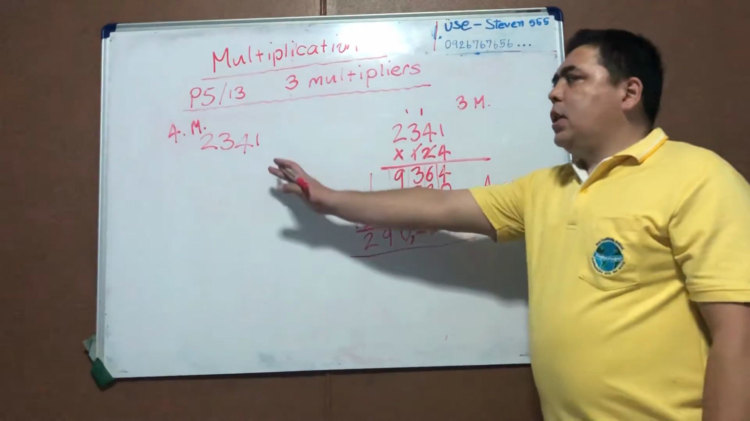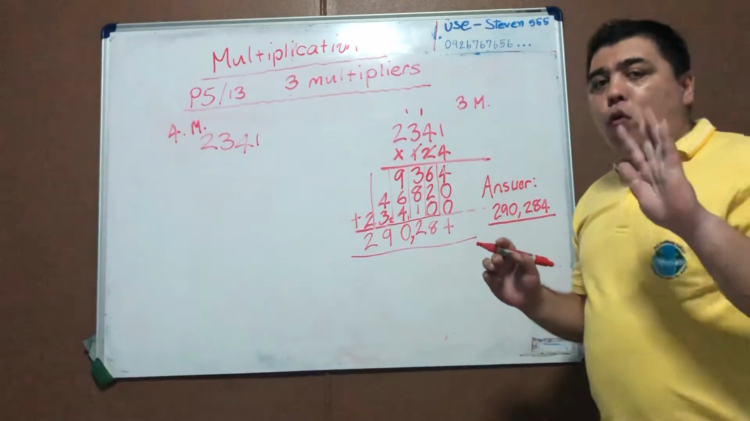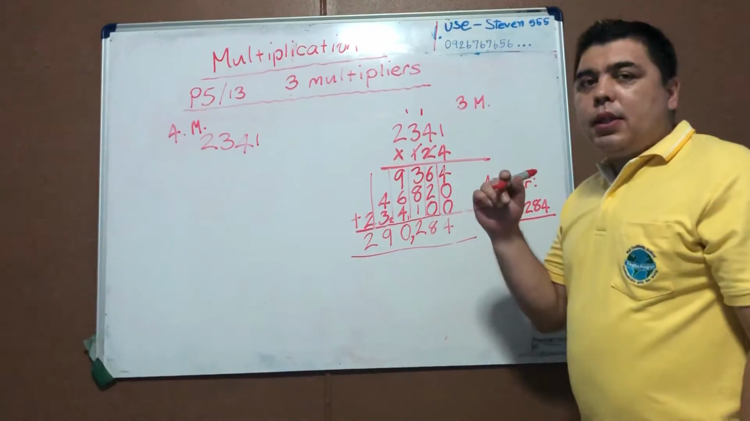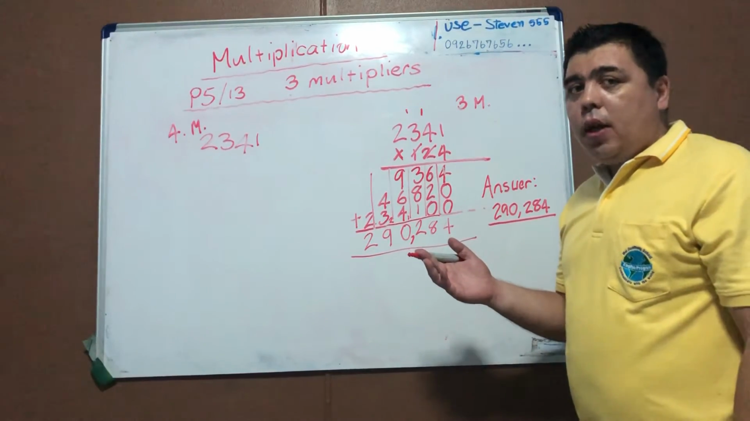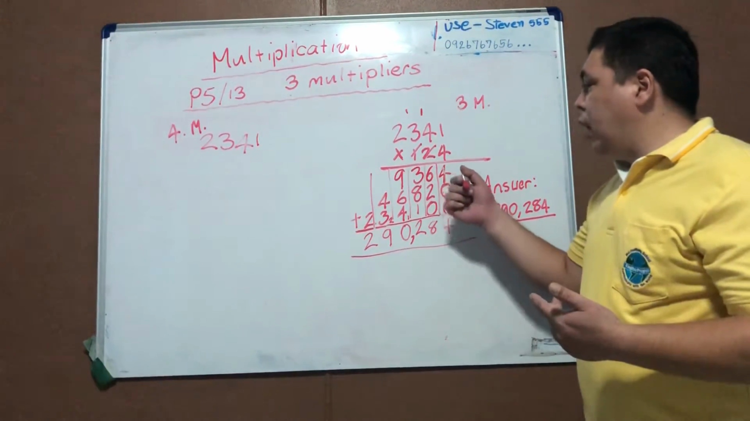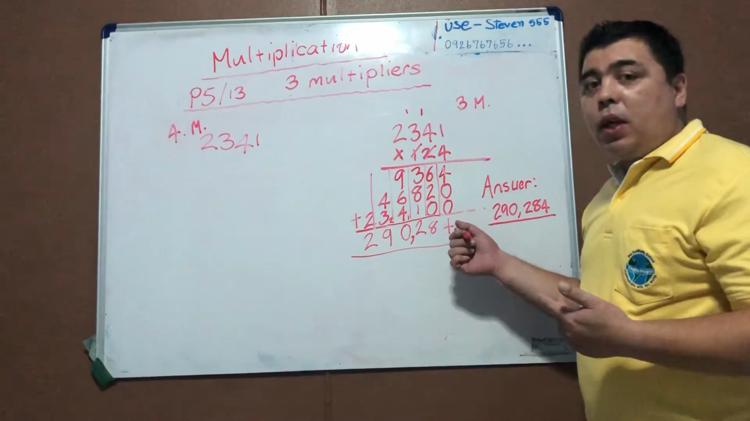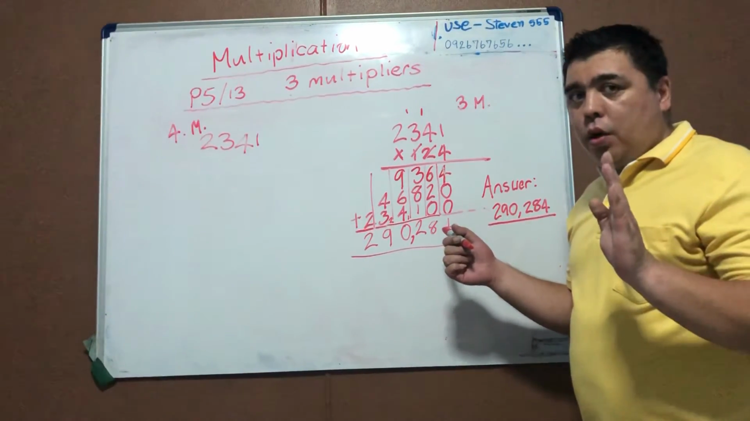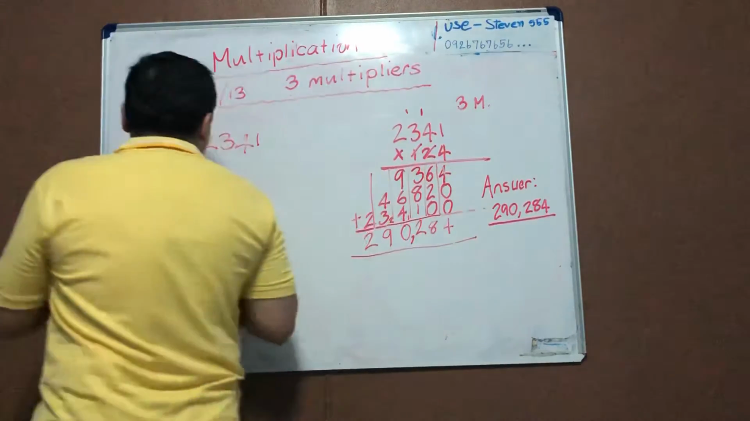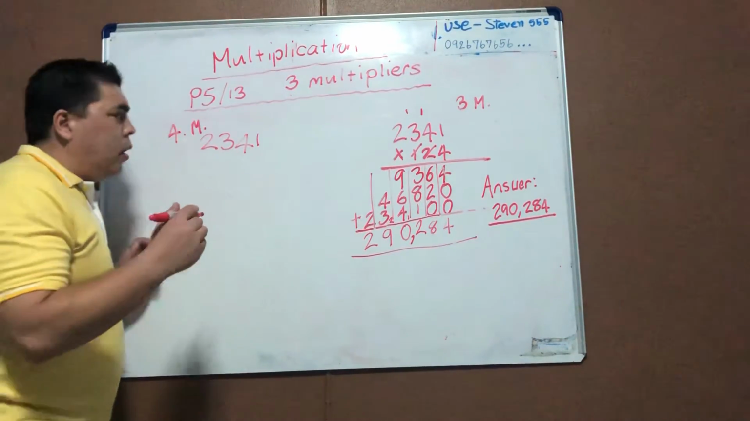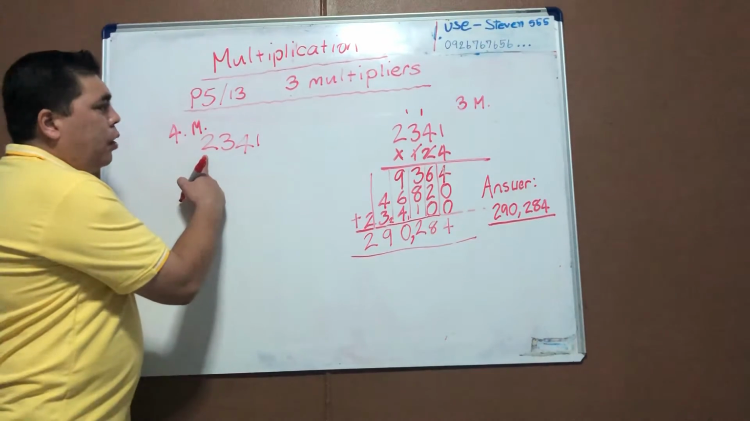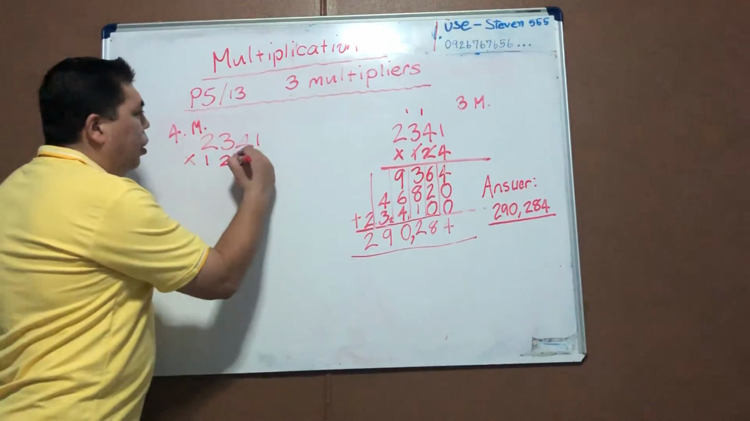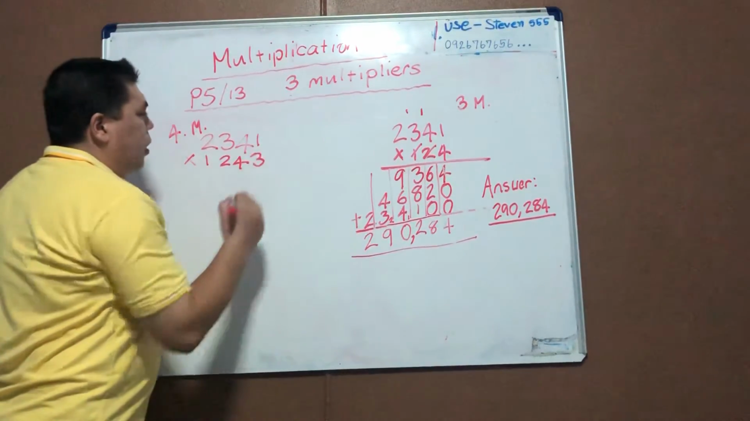Now, if we go to this side, we're going to use 4 multipliers. It is the exact same technique, but you're just doing more multiplications. So we will do one more example, but we will use 4. I hope you can still see me okay. So let's use 1, 2, 4, 3.